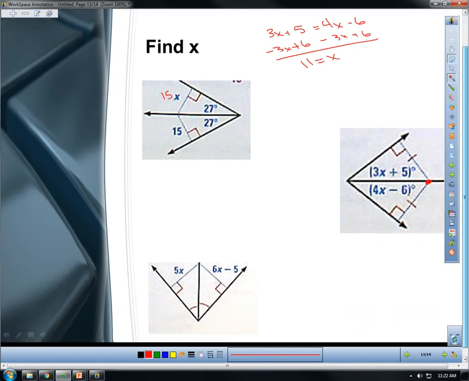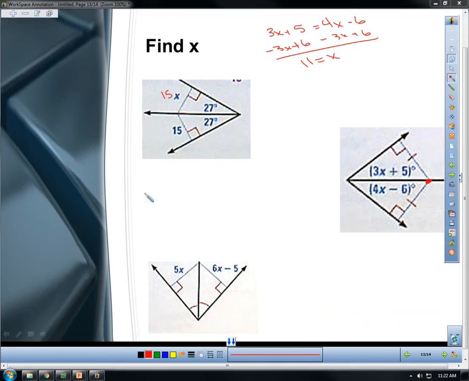And on this bottom one here, I know that these have got to be equal, so 5x equals 6x minus 5. So subtract 6x. I get negative x equals negative 5, or x equals 5.